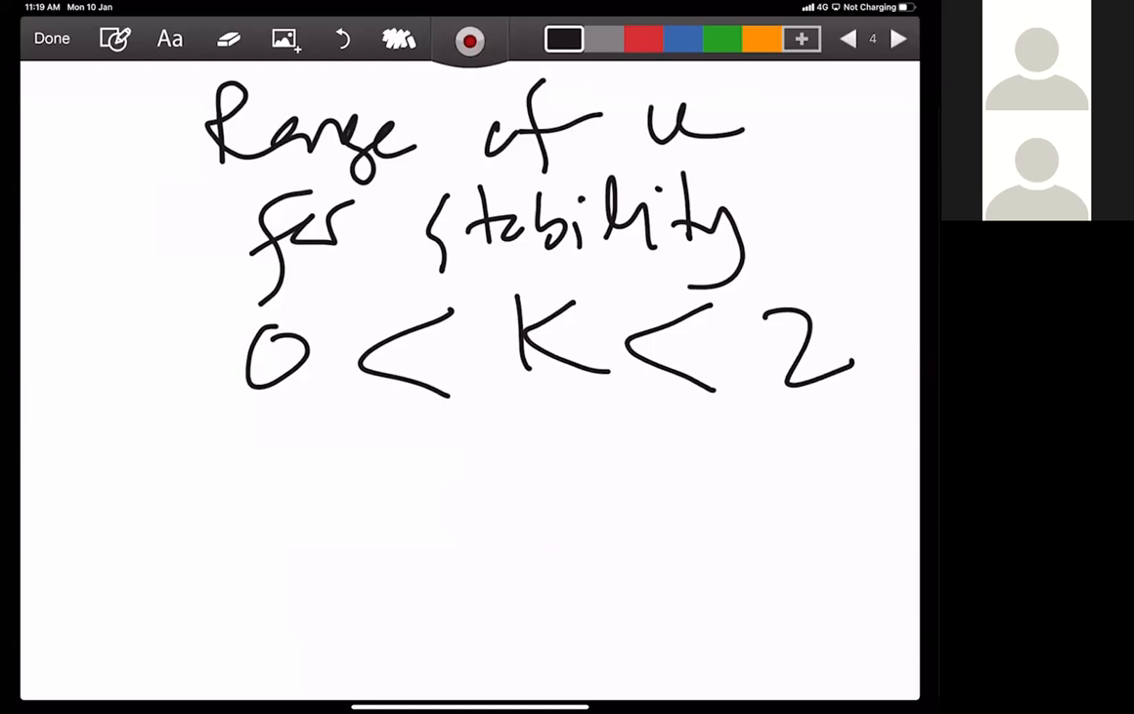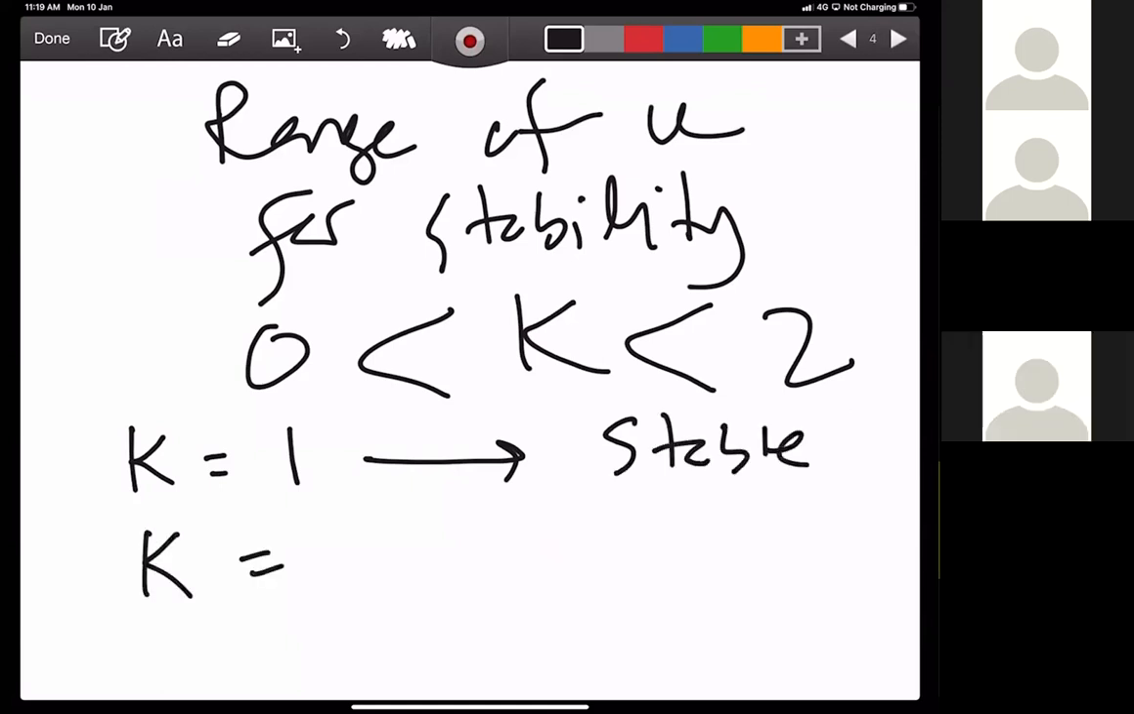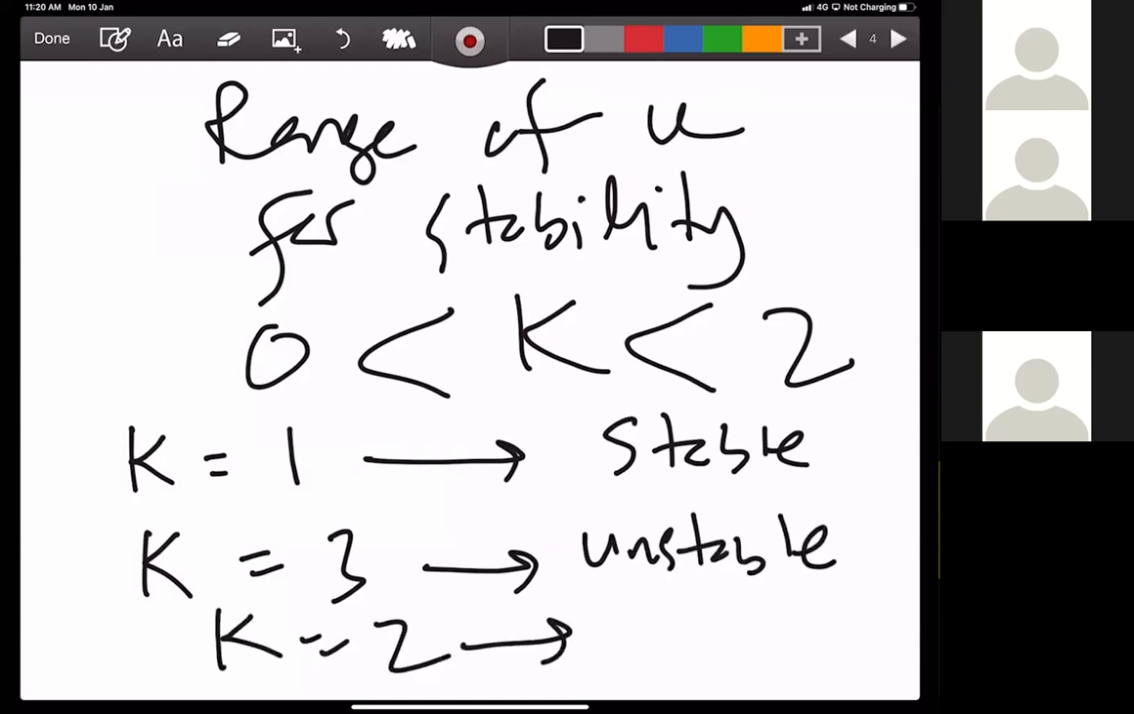Shakila? K equal to 1. Stable or unstable? Stable. K equal to 3. Stable or unstable? Unstable. K equal to 2. Stable or unstable? Unstable, or K equal to 2? Oh, marginal. Okay.